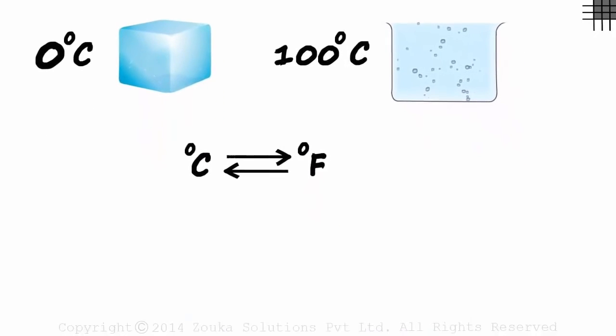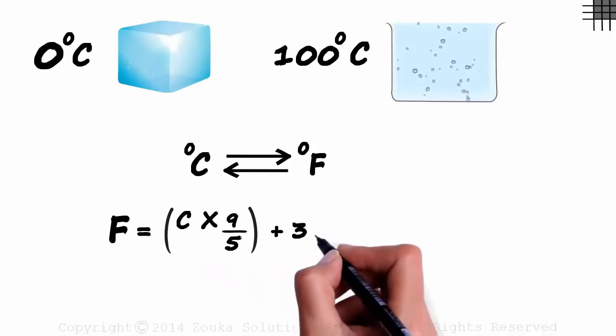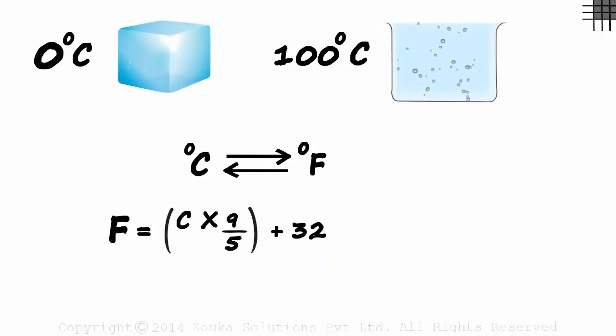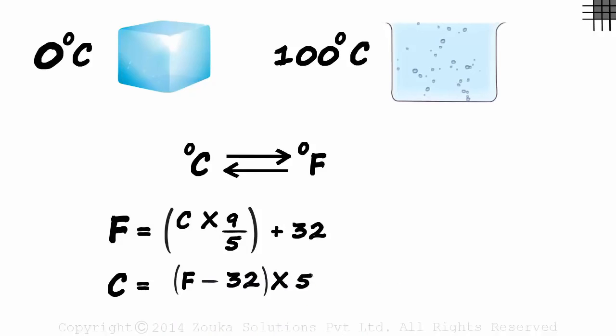This is the formula to convert Celsius to Fahrenheit. We multiply the temperature in Celsius with 9/5 and add 32 to it. And modifying this formula, to get the conversion from Fahrenheit to Celsius, subtract 32 from the temperature in Fahrenheit, multiply it with 5, and divide the entire thing by 9.